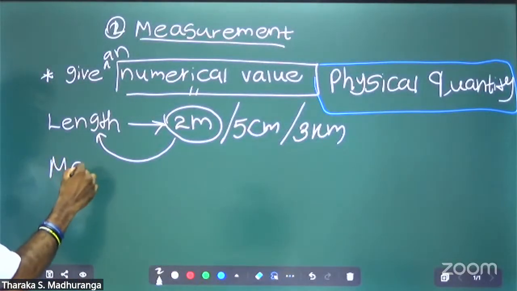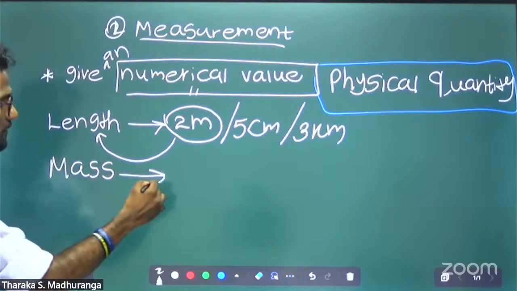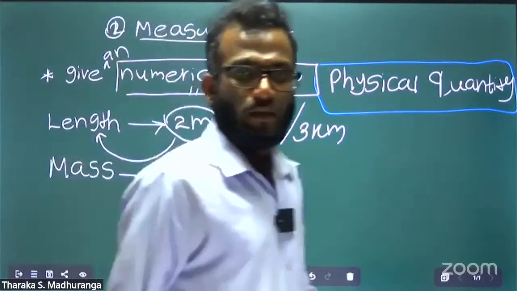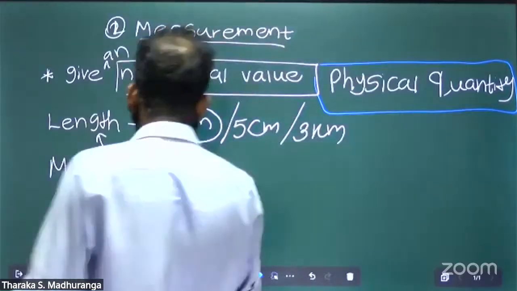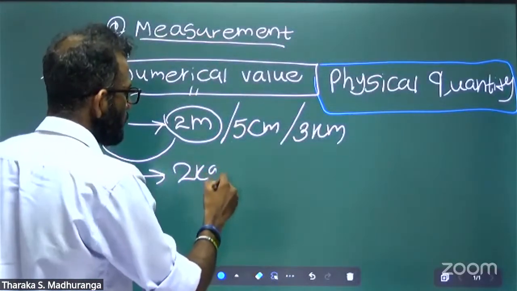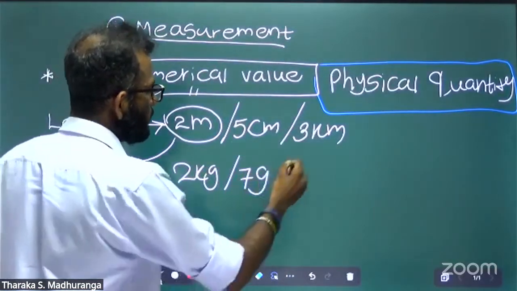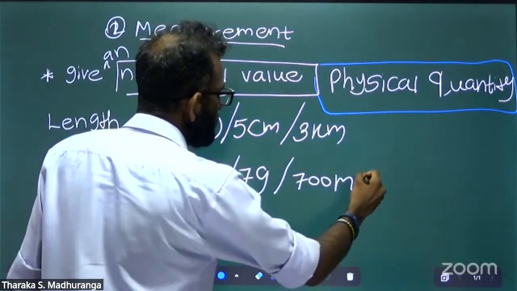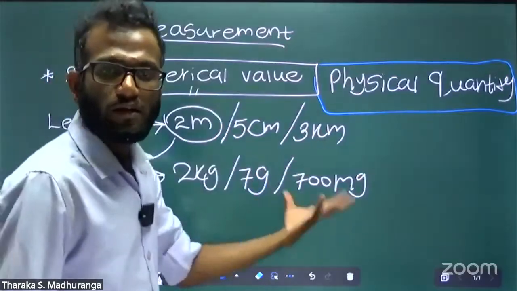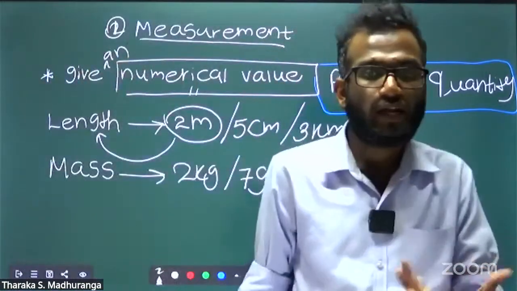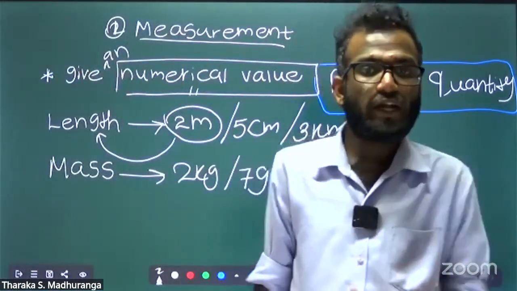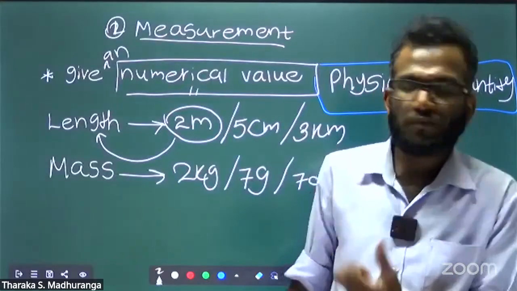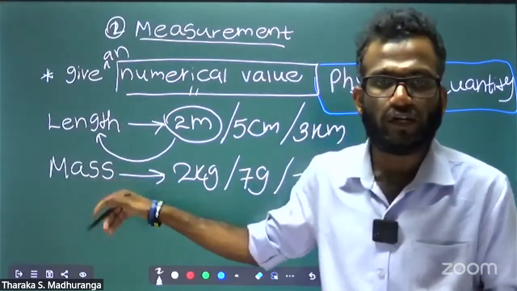If I take mass, that is another example of a physical quantity. Then we can say 2 kilogram, 7 gram, 700 milligram, different quantitative values, numerical values, for mass as a physical quantity. They are the measurements.